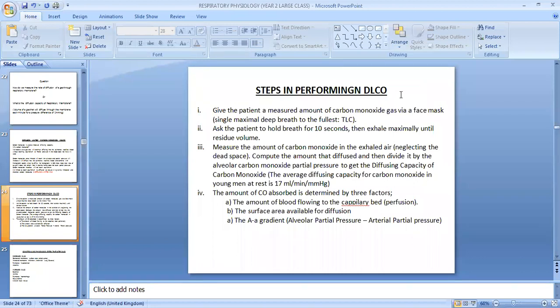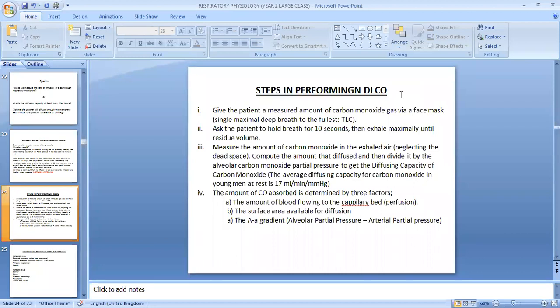Then measure the amount of carbon monoxide in the exhaled air, because after 10 seconds you tell the patient to exhale maximally until the residual volume. Breathe out as much as you can. Ignore the dead space. Then compute the amount that diffused. How do you compute it? You knew what you gave before breathing in, and you measured what the patient breathed out. The difference is what went into the patient. That difference is divided by the alveolar carbon monoxide partial pressure.